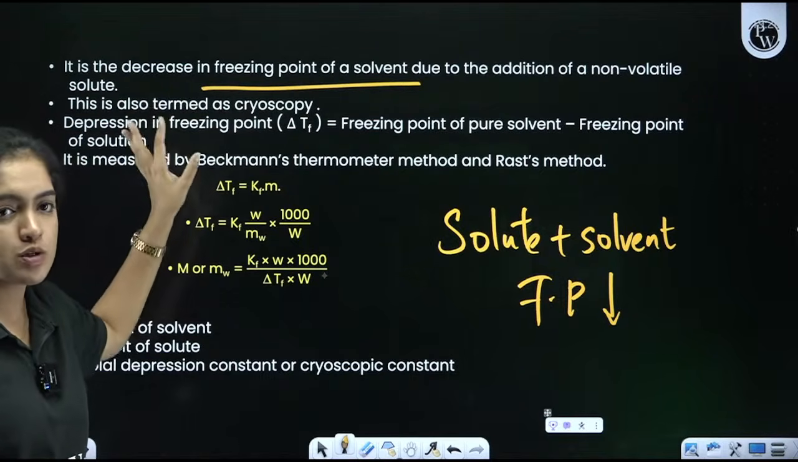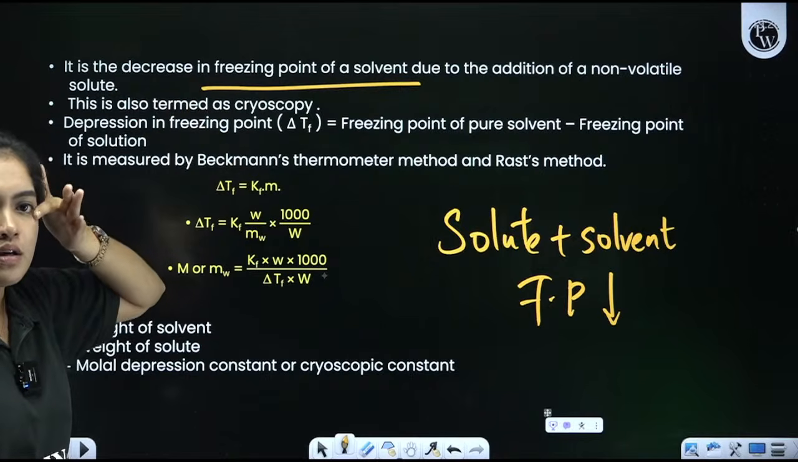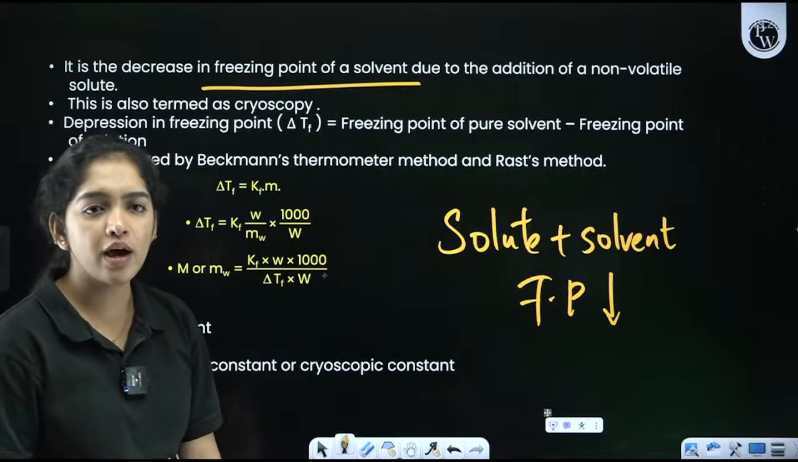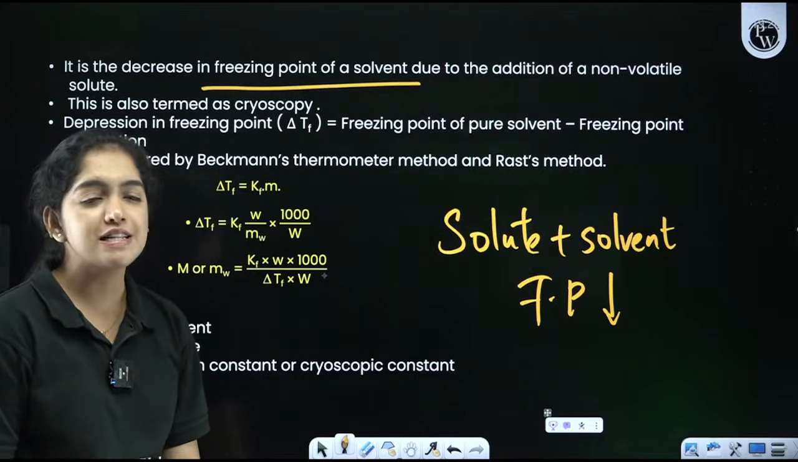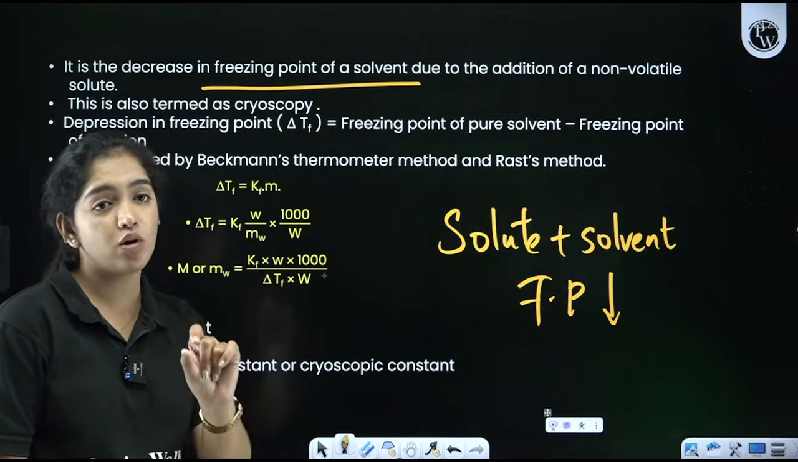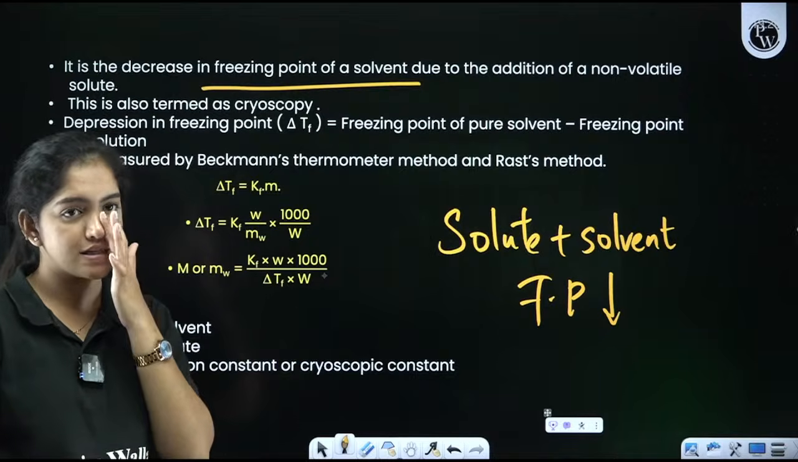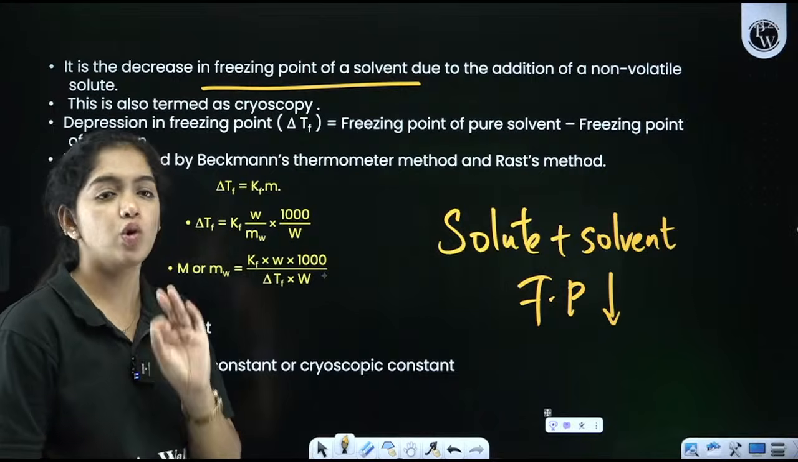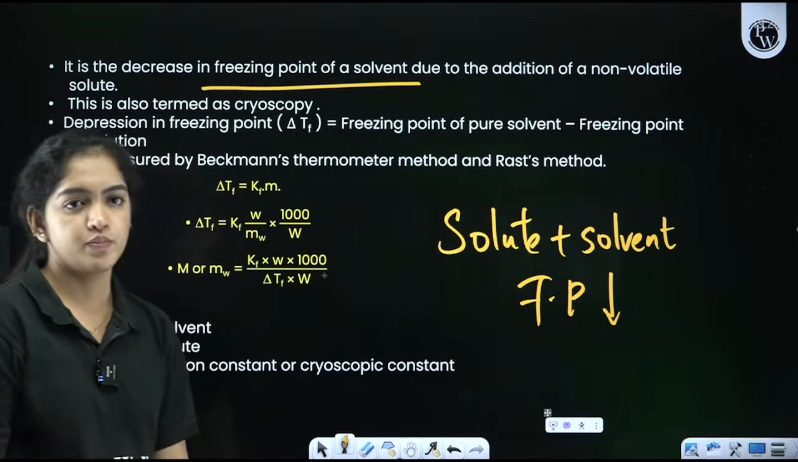Other one was ebullioscopy and this one was what? Cryoscopy. WA should be molar mass of solute. No, weight of the solute. A is solvent, B is solute. Okay, don't change. A is solvent, B is solute. Okay.